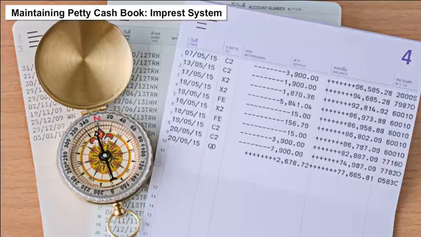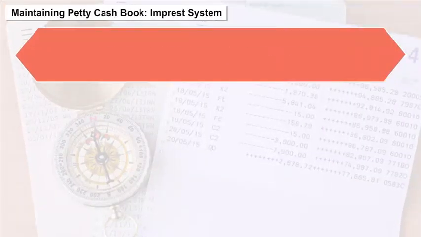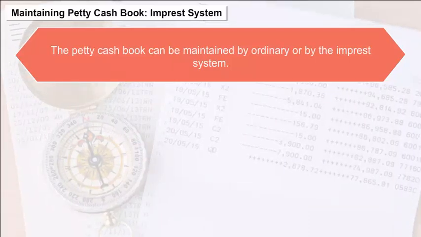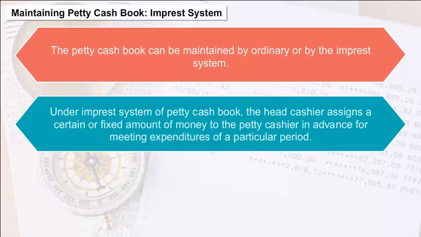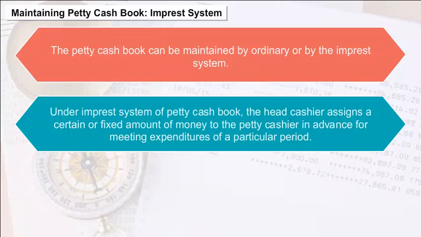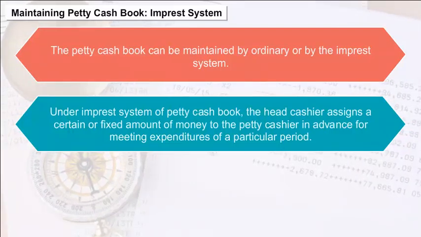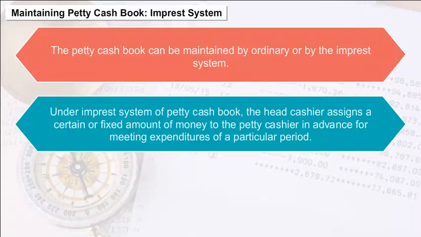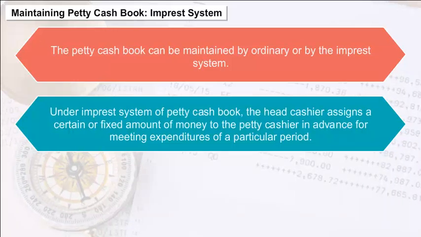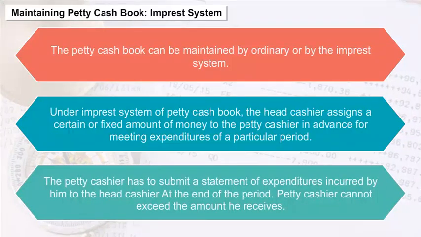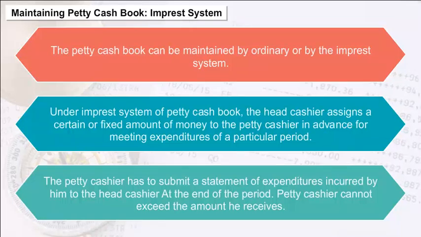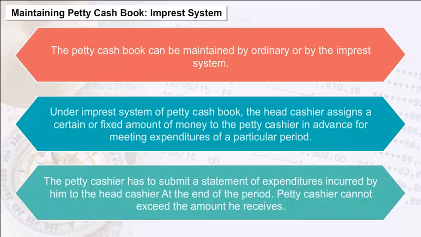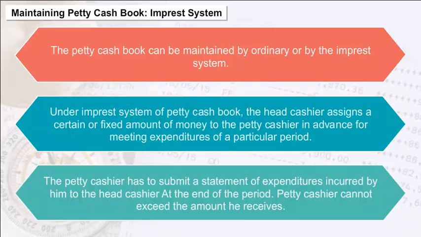Maintaining petty cash book. Imprest system. The petty cash book can be maintained by ordinary or by the imprest system. Under imprest system of petty cash book, the head cashier assigns a certain fixed amount of money to the petty cashier in advance for meeting expenditures of a particular period. The petty cashier has to submit a statement of expenditures incurred by him to the head cashier at the end of the period. The petty cashier cannot exceed the amount he receives.